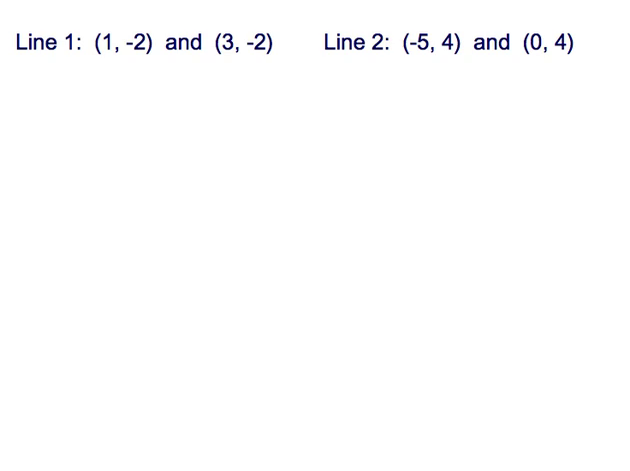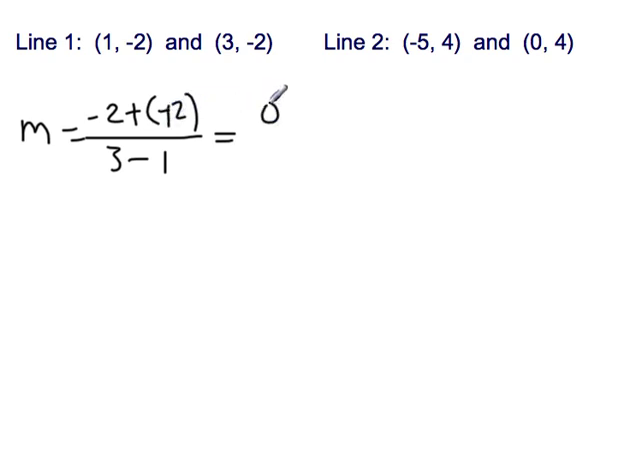The next one. If I take the slope of line 1, again, it's going to be negative 2 minus negative 2 all over 3 minus 1. On the top, we're going to end up with 0, and on the bottom, 2. So again, my slope is 0, and that would be a horizontal line.